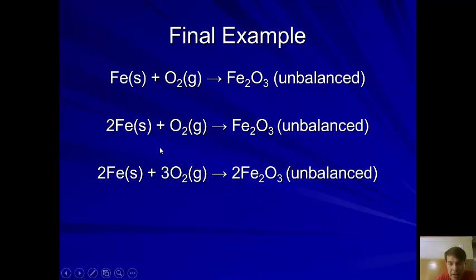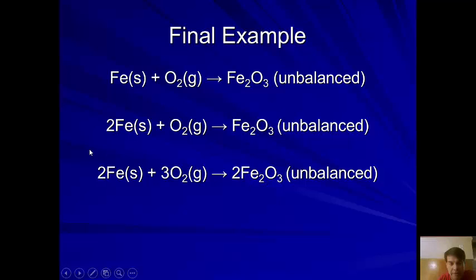Hold on. But let's see if the oxygens pan out. So on the reactant side, I have 6. 3 times 2 is 6 oxygens. And 2 times 3 is 6. I have 6 oxygens on the back side, on the product side. Bingo! Okay, so I have my oxygens taken care of. Now I only need to take care of my iron. How do I do it? Well, there's 2 times 2 is 4.